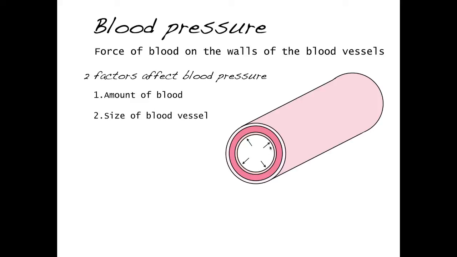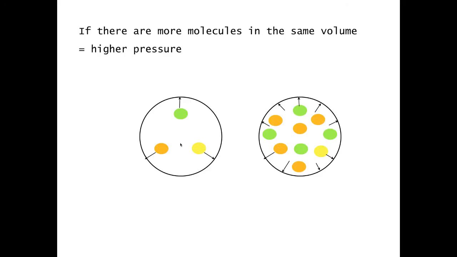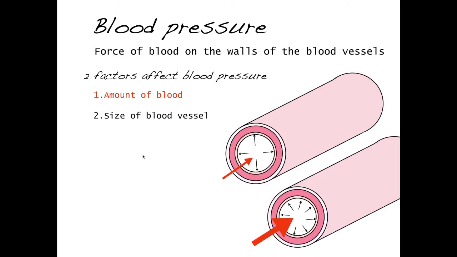The first is the amount of blood passing through this space. And the second is the size of the lumen. So we'll go a little bit more in depth into this. If there's more molecules in the same volume, there's a higher pressure. So if we have a low flow of blood, there's going to be a lower pressure. If there's a high flow of blood with the same amount of space, there's going to be a higher pressure.